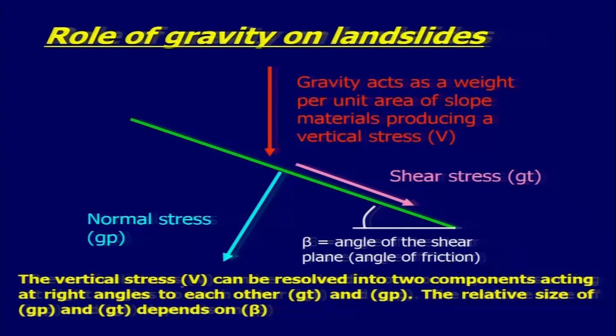So, the vertical stress V can be resolved into two components acting at right angle to each other, that is GT, shear stress, and GP, normal stress. The relative size of GP and GT depends on the slope. This is what we just discussed in the previous slide. So, this will depend on the slope angle, because as soon as you vary this, the GT shear stress and the normal stress GP will vary.